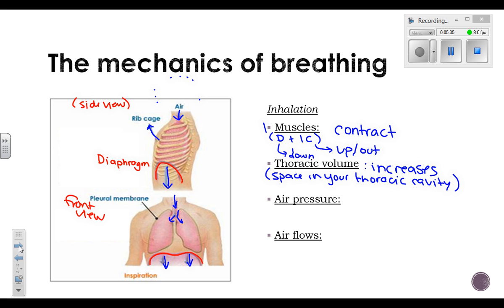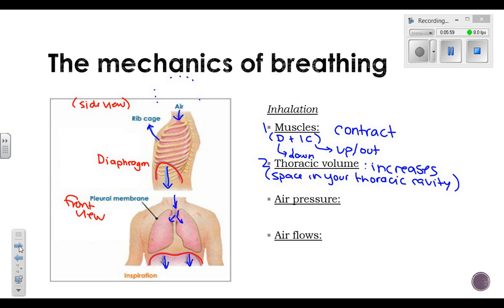Now notice in step 1 where I said muscles, at no point did I ever say that your lungs were a muscle, because they are not. This is one of the organs that is not muscular. A lot of the organs we've talked about so far are muscular. Your lungs are not. They're not part of the muscles. Your lungs are basically a balloon.